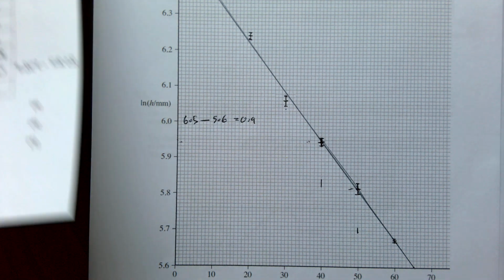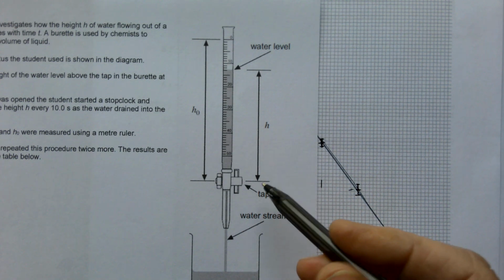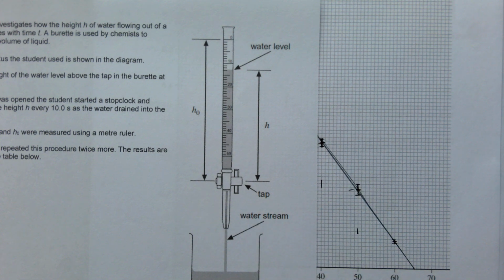Okay, just a quick reminder, because it was a snap, h is the height of water that you've got in your burette.